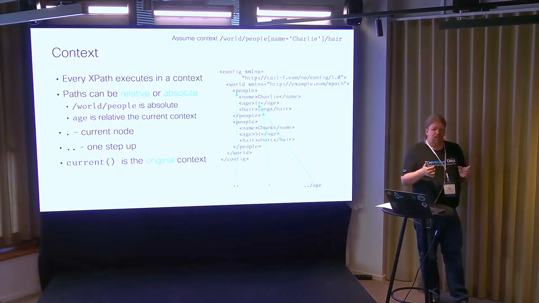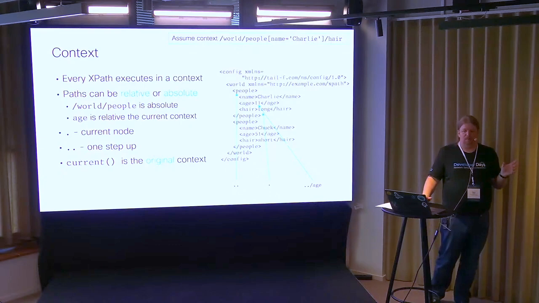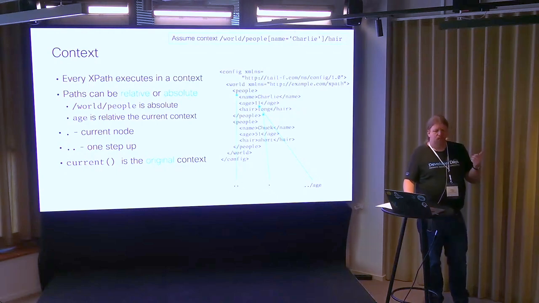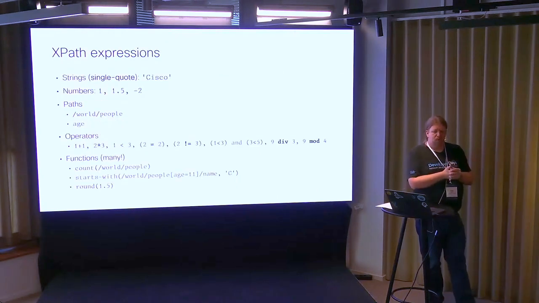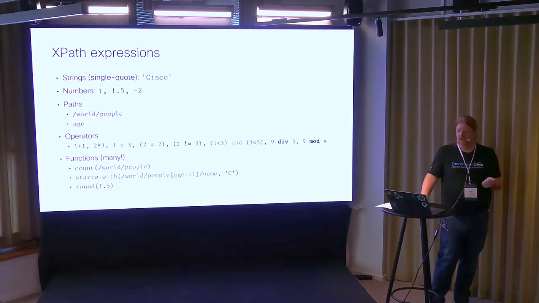And what current lets you do is it lets you look at where you started your search. And I'll give an example a little bit later, because current might be the most common feature that's the hardest to understand. So we have something called XPath expressions, and they are sort of simple things, right? You can do strings, you can do numbers, you can do paths. You have some basic operators.